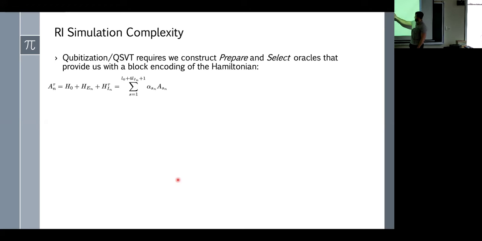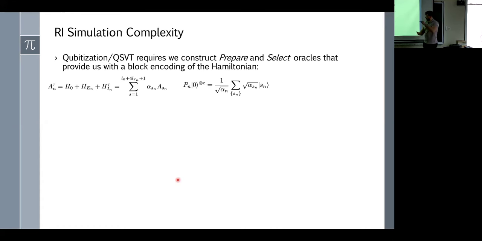And we're just writing this sum where each A_s,n is a unitary operator, and there's some coefficient in front of it. So now we have these oracles prepare and select, where one is just going to encode all of these alphas, the coefficients, on some state.